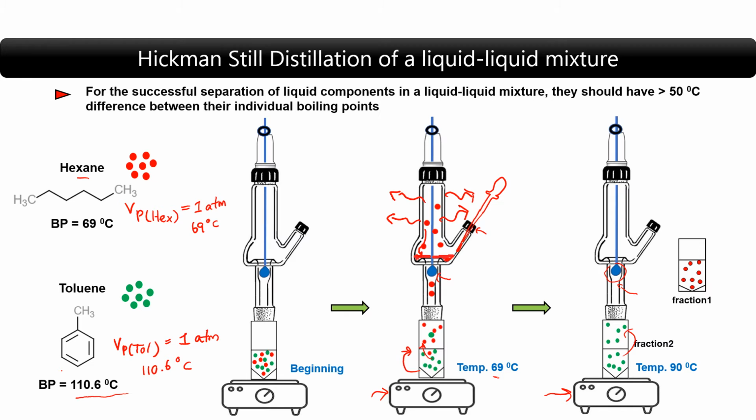So eventually we collect the first distillate, which should be mostly hexane, which we label as fraction 1, and once we let it continue to heat up to 90 degrees, that makes sure that most of the hexane is eliminated from the system, and all that is left is toluene, and we will consider that as our second fraction.